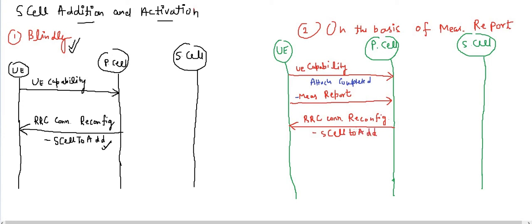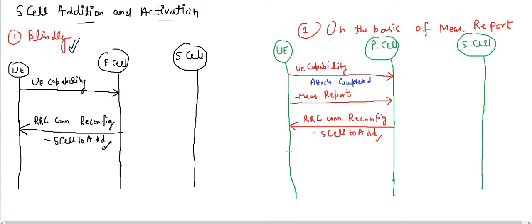Because RRC connection reconfiguration is used for multiple purposes. If you remember in the handover tutorial, if you decode RRC connection reconfiguration and the mobility control info parameter is present, it means that message is used for handover. But here we are getting this SCell to add, so it means that RRC connection reconfiguration is for adding an SCell using carrier aggregation.